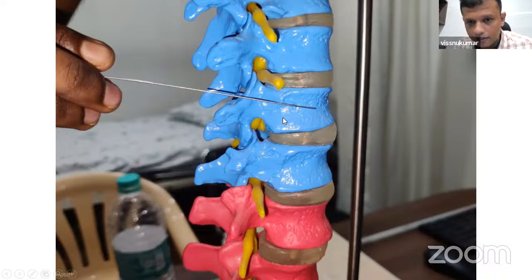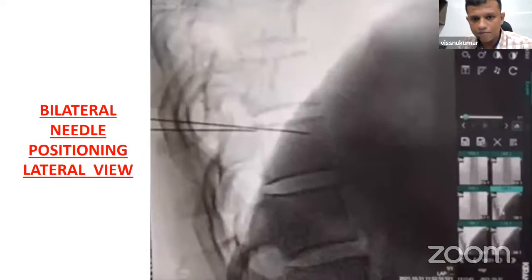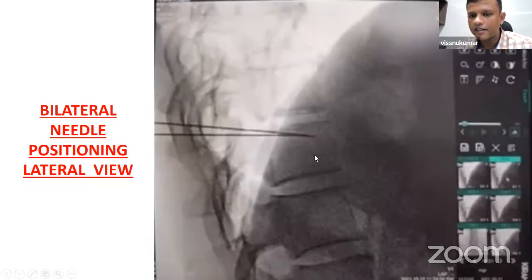And the final needle position in the AP view also, you can see that my needle is grazing the vertebral body. Similarly, I am doing it on the opposite side as well. So you can see both the needles coming here. And finally, both the needles are exactly in the anterior one third and posterior two third junction. And this is the final image of my needle.